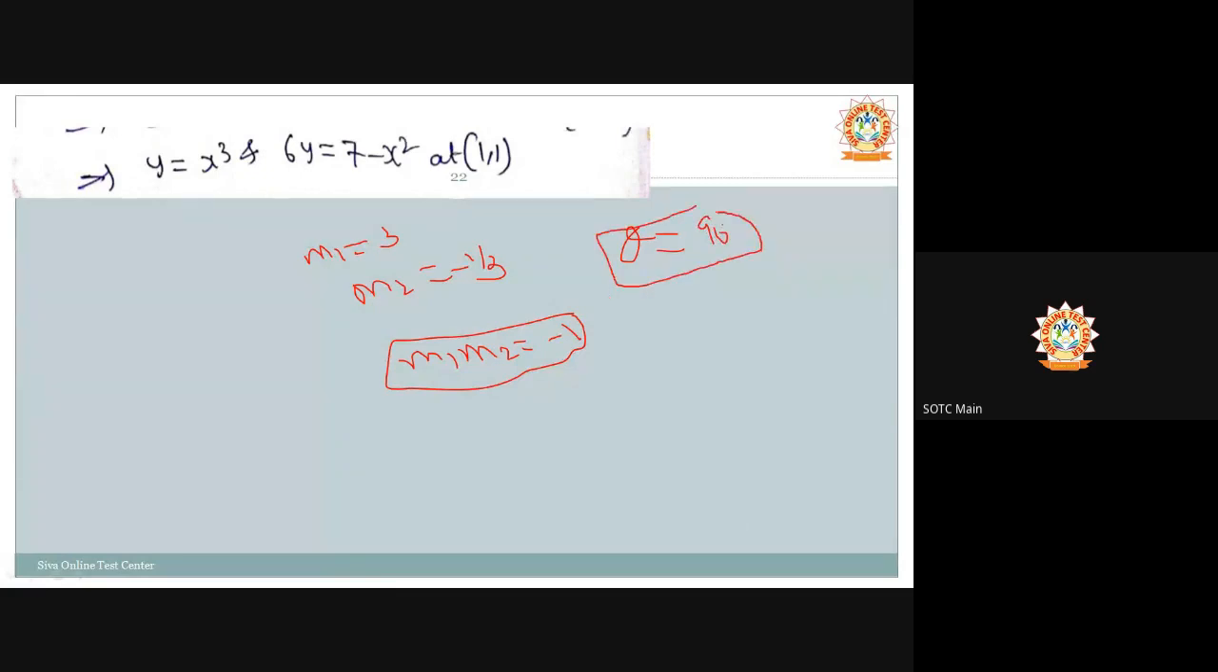Very good. m1 is coming 3, m2 is coming minus 1 by 3. So then what is the theta? 90 degrees, sir. Yes, very good. So definitely from just seeing the values of m1 and m2, m1 into m2 will become minus 1. So then definitely theta will become 90 degrees, that is pi by 2. Clear? All of you got the answer? Yes, sir.